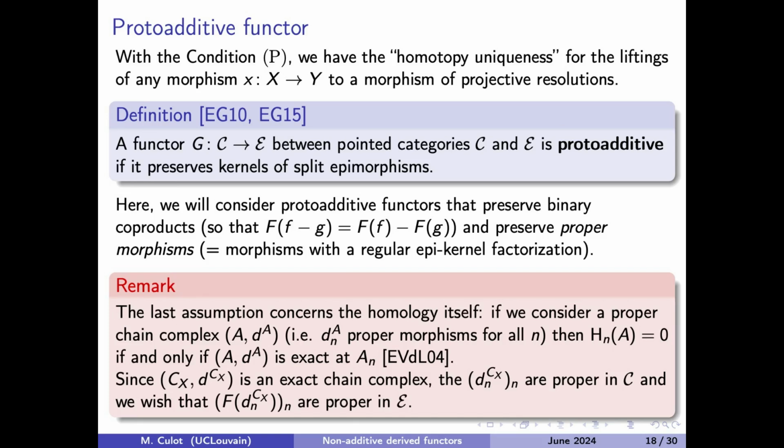It was proved by Thomas Everaert, my supervisor, that if we expect the homology to detect exactness in non-abelian categories, we need to consider proper chain complexes, which means that all the d_n are proper morphisms, and then we recover that the homology vanishes if and only if the complex is exact at level A_n. In my situation, I'm starting with a projective resolution, so it's exact. So it's proper, and then I wish that if I apply F, this remains proper in my codomain E.